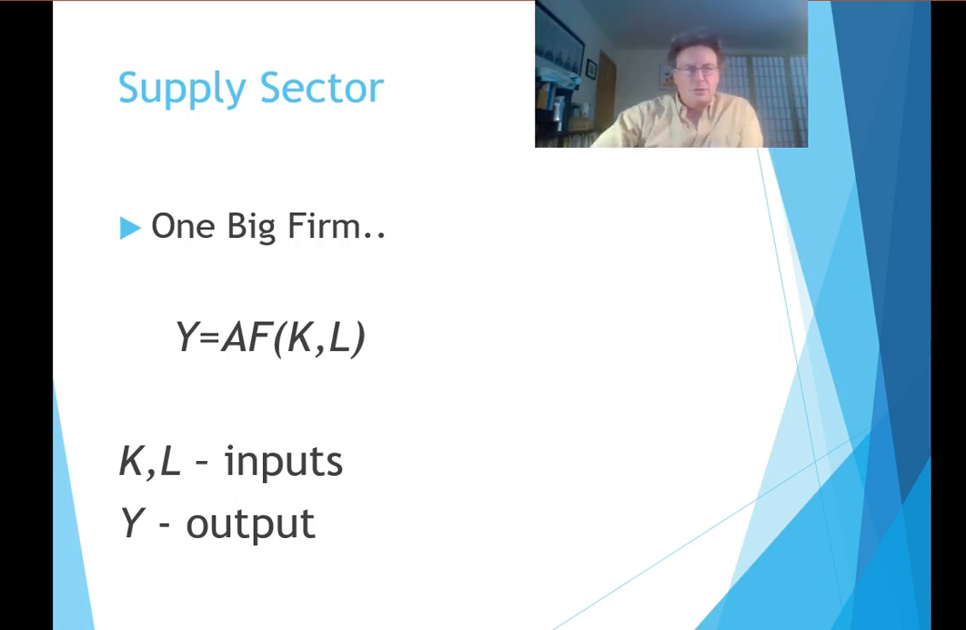Okay, so that's a quick overview of sort of when we start to model supply and demand. Those are going to be our starting points.